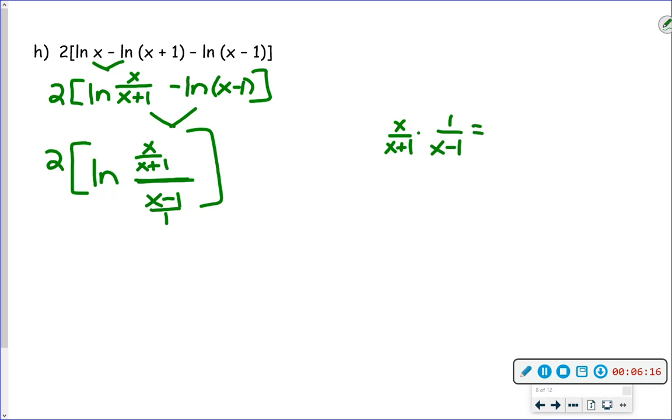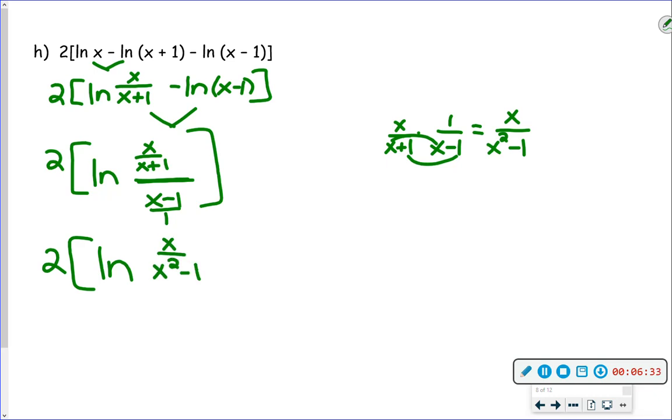If I multiply across, we could FOIL out the bottoms. It'd be less to write because it's conjugates. The middle terms will cancel. So we can skip that. So I'm going to substitute in, I should say, sounds fancy. I'm going to replace this complex fraction with x over x squared minus 1.